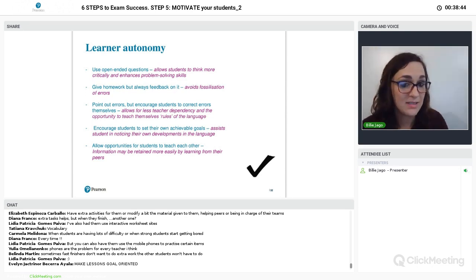And as Evelyn said as well, make lessons goal oriented. Definitely have an aim at the beginning. And then at the end, you can ask them explicitly, do you think we've achieved these aims? If not, we can continue and develop them into the next class as well.